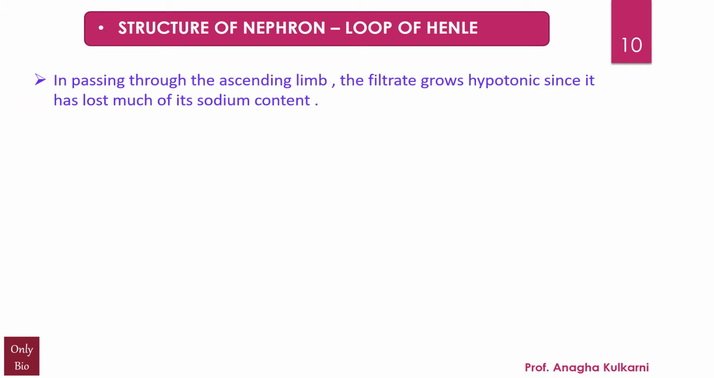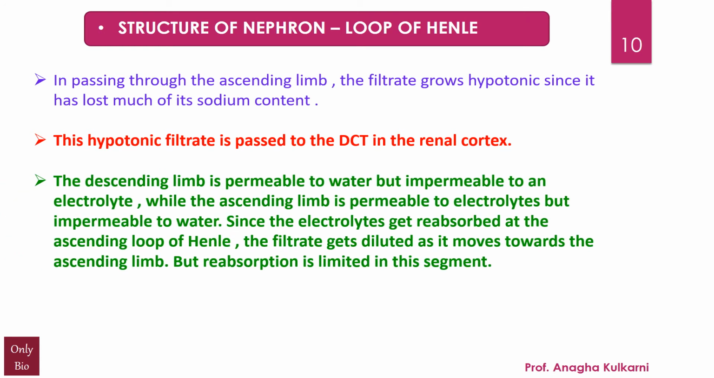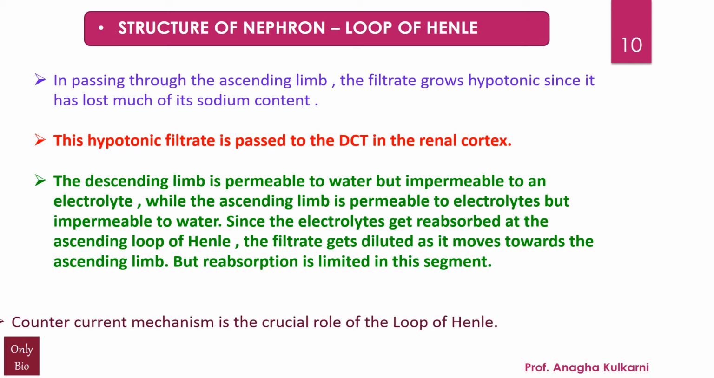In passing through the ascending limb, the filtrate grows hypotonic since it has lost much of its sodium content. This hypotonic filtrate is passed to the DCT in the renal cortex. The descending limb is permeable to water but impermeable to an electrolyte, while the ascending limb is permeable to electrolytes but impermeable to water. Since the electrolytes get reabsorbed at the ascending loop of Henle, the filtrate gets diluted as it moves towards the ascending limb, but reabsorption is limited in this segment.